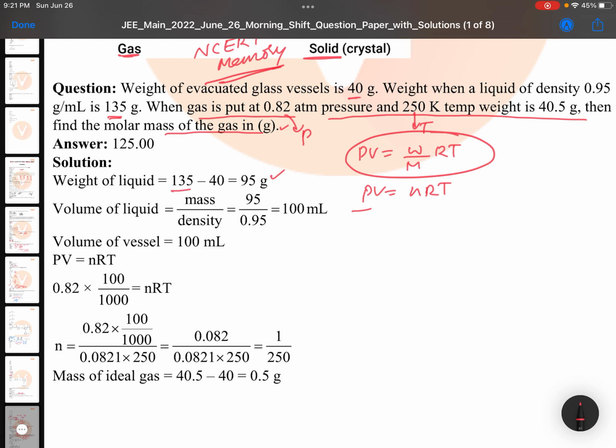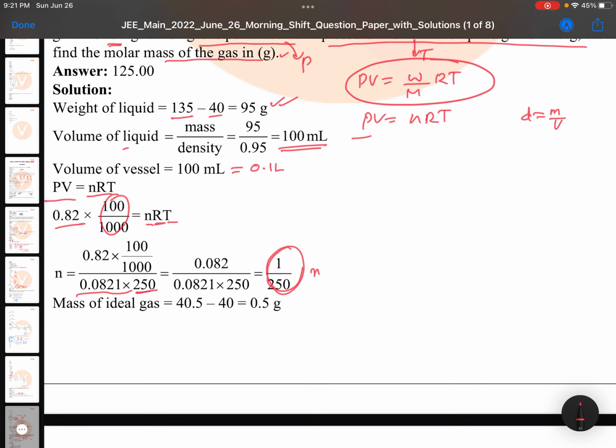So the weight of the liquid is 135 minus 40, because the vessel mass is 40 gram. From that it is taken. So the volume of the liquid: density is equal to mass by volume, so volume is equal to mass by density, that is nothing but 100 ml. 100 ml means 0.1 liter. And the PV is equal to nRT formula: pressure, volume, n, R value is known to you, 0.0821. Temperature is 250. So they got the number of moles as 1 by 250.